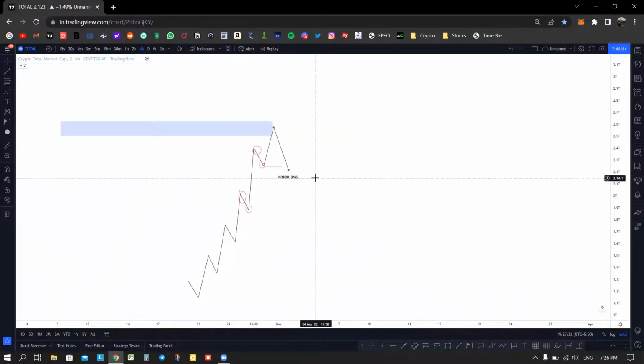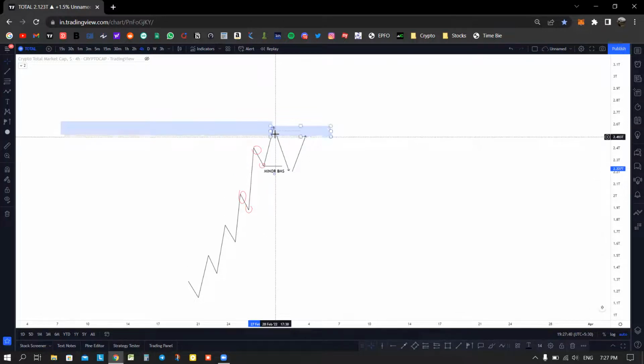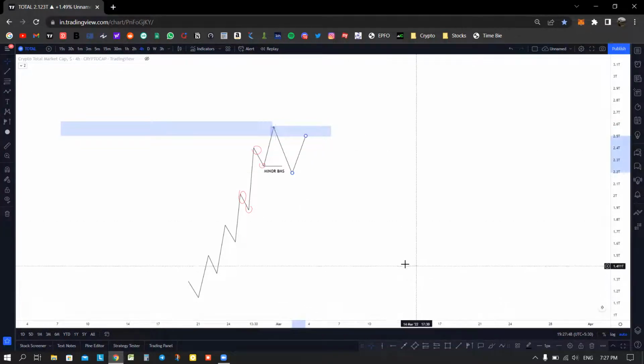Minor break in market structure. And this will be my point of interest, at least reaching the last previous high, which is responsible for this minor break in market structure. Like this last high is responsible for this minor BMS. So that will be our point of interest.